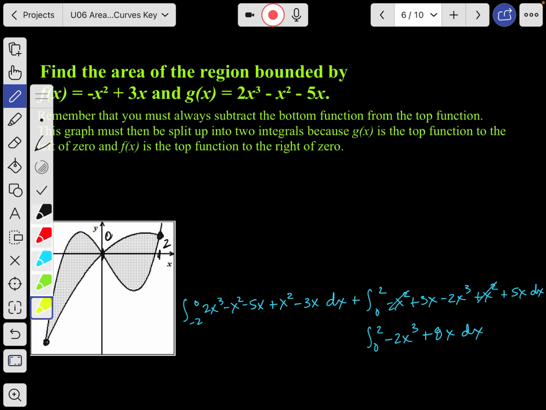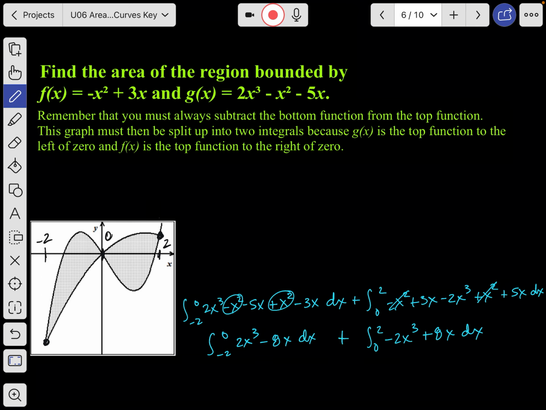Okay, so if I differentiate this first, oh, you know what, let me go ahead and clean up that first term. This is going to be from negative 2 to 0 and 2x cubed. These terms will cancel, minus 8x dx. There we go. Now let's differentiate. So this will be 2x to the 4 over 4 minus 8x squared over 2. And that's going to be evaluated between negative 2 and 0. And let's just go ahead and work that.